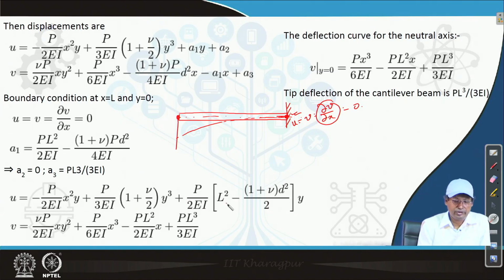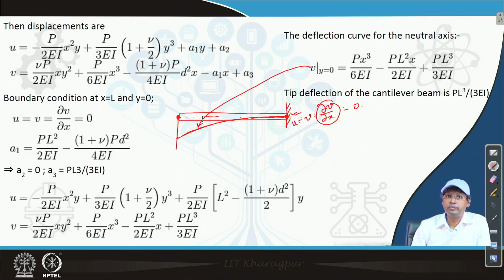We put it here in a different way, and we also put the v boundary condition and the deflection curve for the neutral axis. Since it is the neutral axis, which parameter goes to 0? That is y equals to 0. So, in the v expression we put y equals to 0 and we have this expression only. So, this is the equation of the deflection line, this is the line we are talking about, the equation of this line.